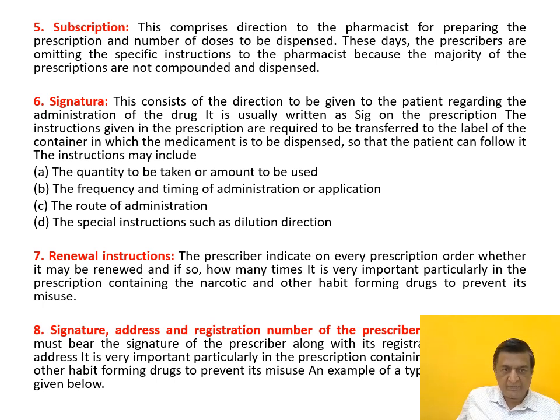In the signature part of the prescription: the quantity to be taken or amount to be used, the frequency and timing of administration or application, the route of administration. If the product is supplied in a concentrated form, special instructions for such dilution are indicated in this part of the prescription.